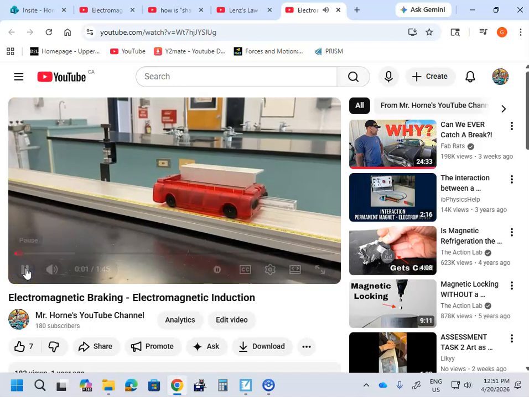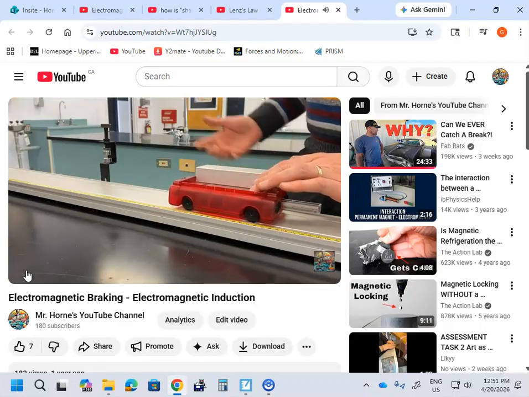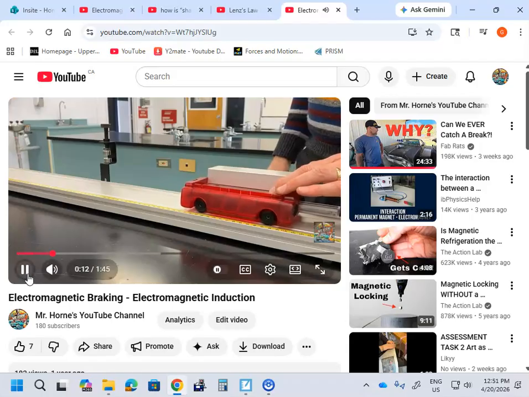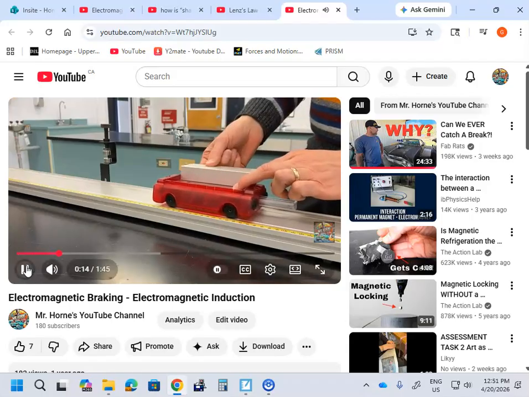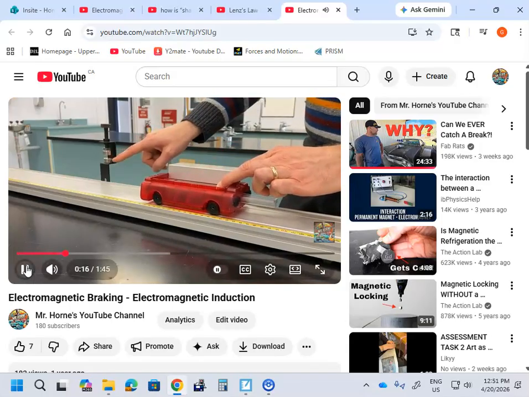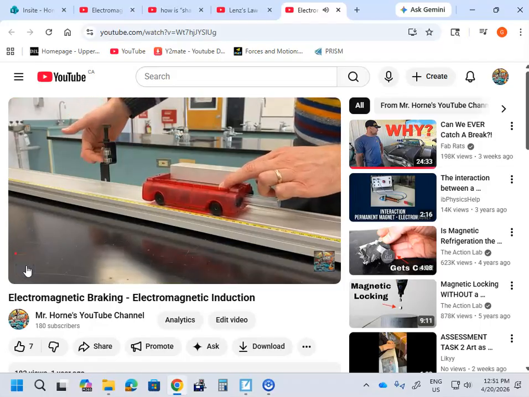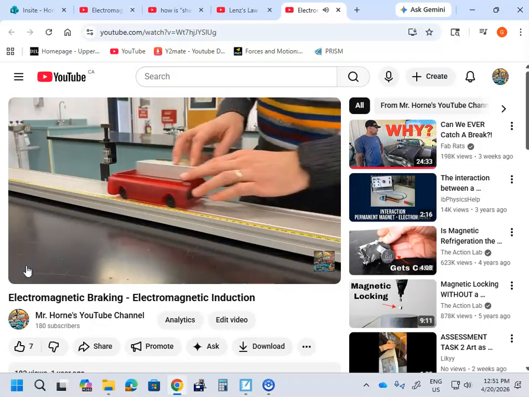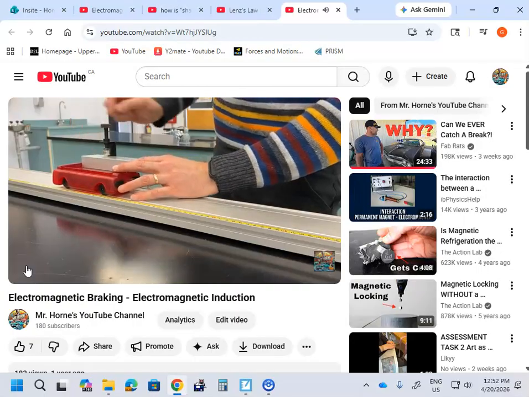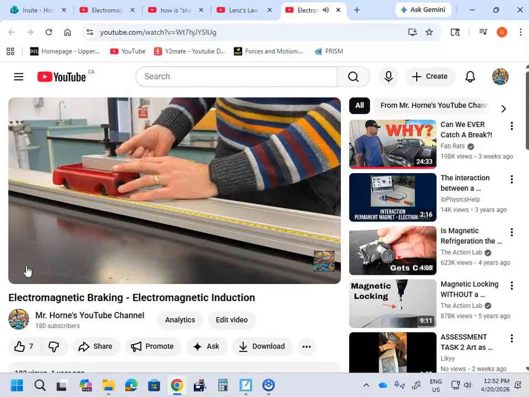All right, here's a model of electromagnetic braking, using electromagnetic induction to cause an object to slow down, like the drop zone at Canada's Wonderland and things like that. We have an aluminum plate here that's not going to stick to these magnets. We've got a north magnet and a south. As this comes in here, there's going to be a new magnetic north and south above and below.